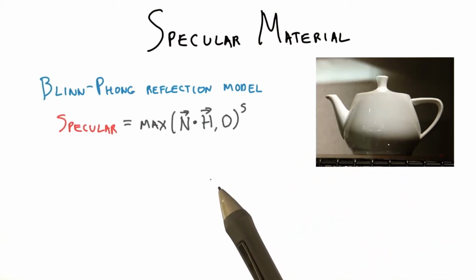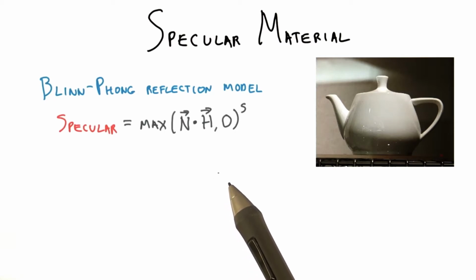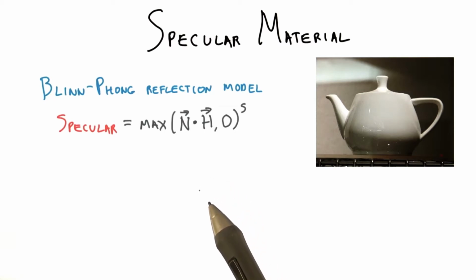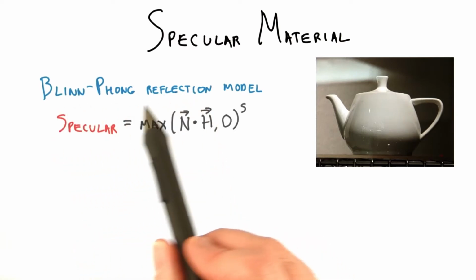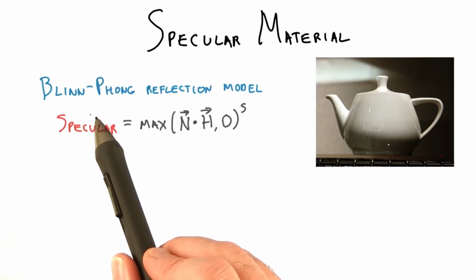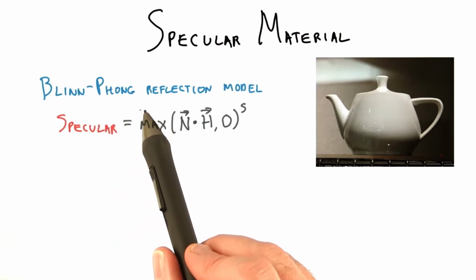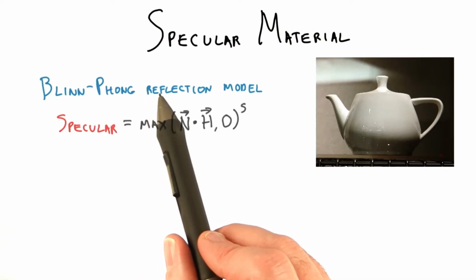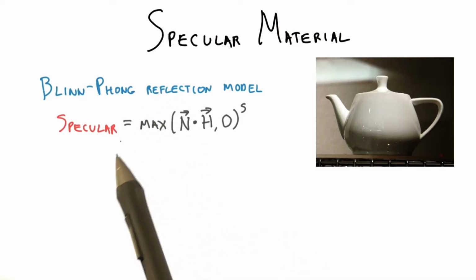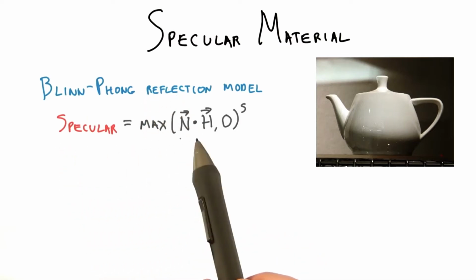These materials look different when you view them from different angles, so we need to take into account the direction from the surface to the eye. One standard way of simulating specular materials is called the Blinn-Phong reflection model, named after its inventors, Jim Blinn and Phong. The full model has a number of terms in it for self-shadowing and for a shininess factor called the Fresnel coefficient, but the simplest and most common form is this.